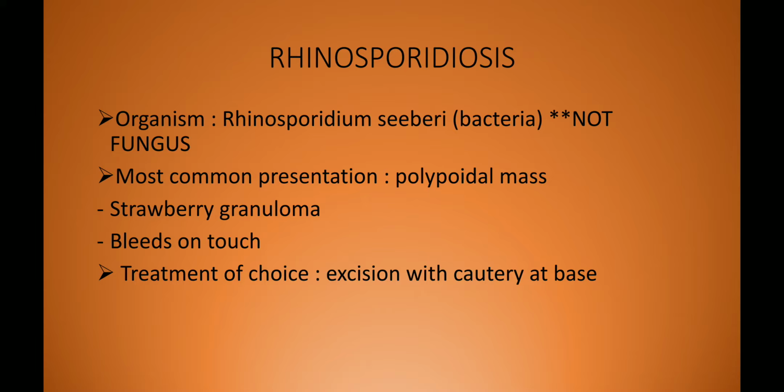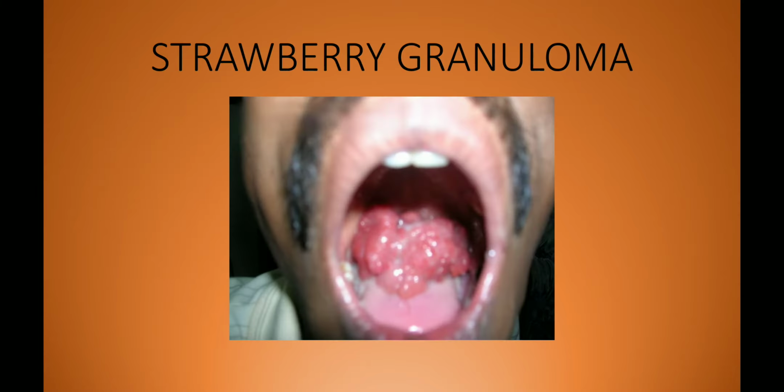Most common presentation, polypoidal mass. Two important points about this. The polypoidal mass is also known as strawberry granuloma and it bleeds on touch. And the treatment of choice is excision with cautery at base. And this is an image-based question of strawberry granuloma seen in rhinosporidiosis.